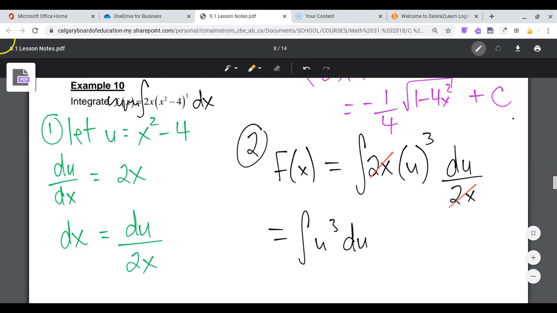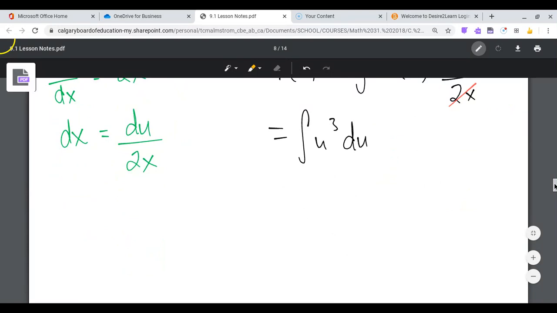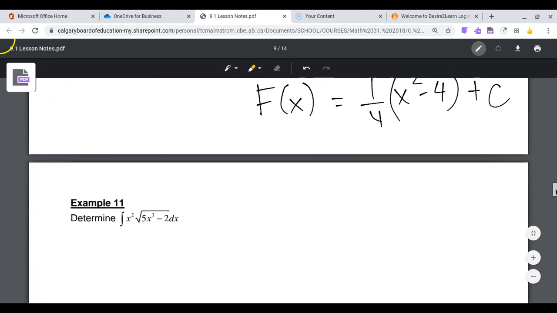Okay, now I'm left integrating in terms of u to get to my function. So add 1, you get u to the 4, divide by that exponent, plus c. And what was u? Pardon me. So now I'm going to say big F of x is equal to 1/4, and u was x squared minus 4, and that would be to the power of 4 plus c. Awesome. All right, number 11.